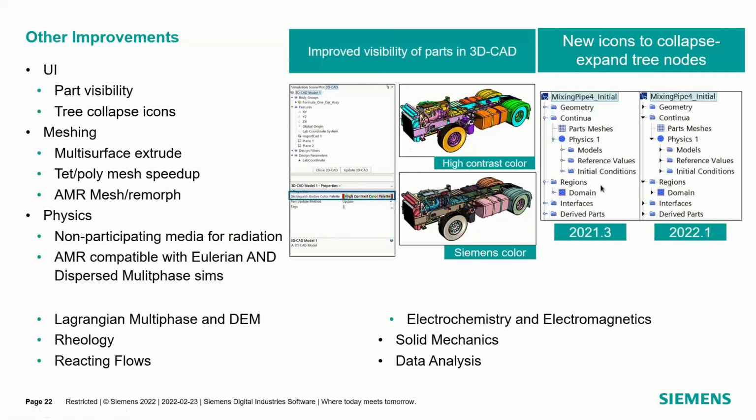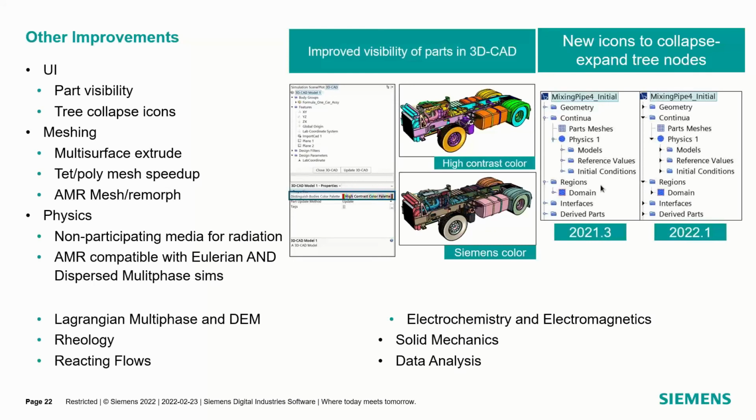But they've also made some improvements to the meshing side of things. For example, you can do a multi-surface extrude now, and the TET/poly mesher has been improved a lot. In some cases, the meshing process is 4 to 6 times faster, especially with adaptive remeshing. And also with morphing or remeshing, the adaptive meshing is now compatible with that.